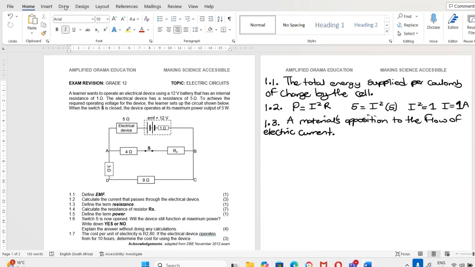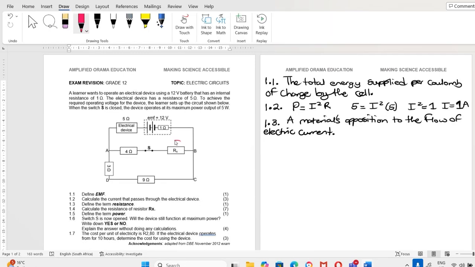Calculate the resistance of resistor Rx. Now, if we look at our drawing here, this is where Rx is. The 3 ohm and the 9 ohm resistor are connected in series. All right, and we can see that A is a junction. This is where current actually splits. Let us write our given data.